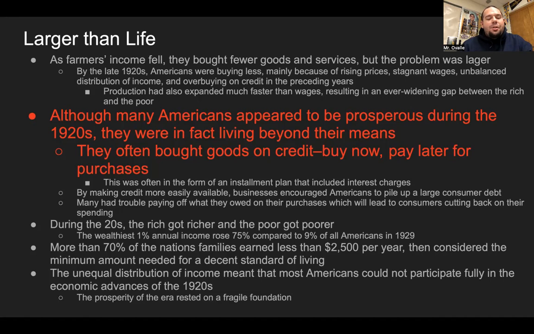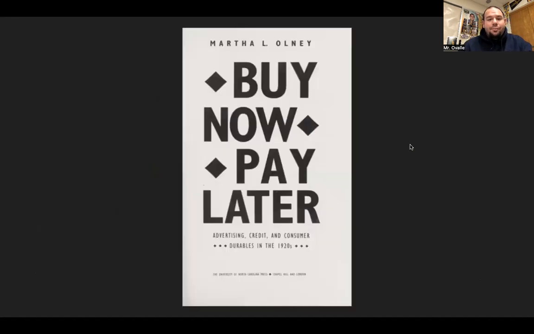The unequal distribution of income meant that most Americans could not participate fully in the economic advances of the 20s, like all those dishwashers, stoves, refrigerators, irons, vacuum cleaners. The prosperity of the era rested on a fragile foundation. There you go. Buy now, pay later.